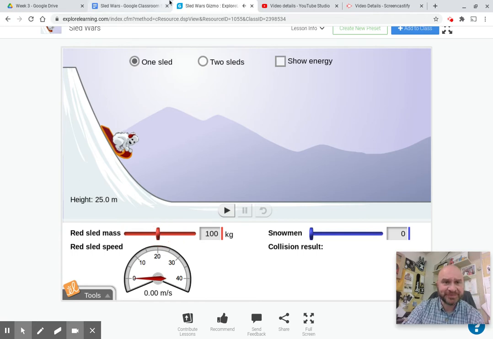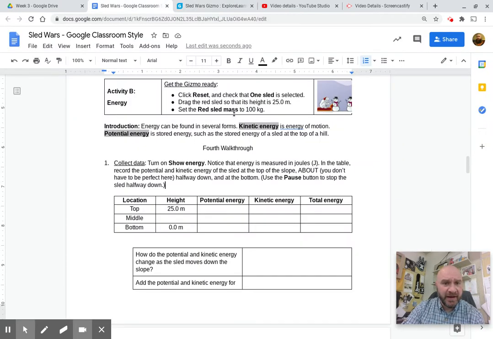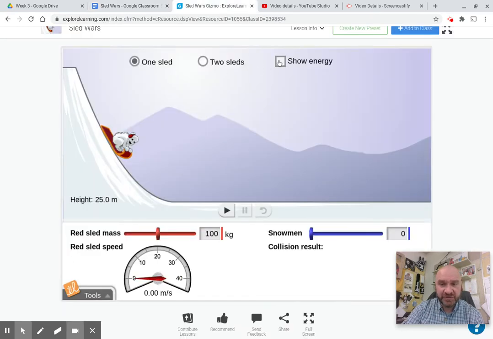Okay, good. All right. Energy can be found in several forms. Kinetic energy is energy of motion. Potential energy is stored energy, such as the stored energy of a sled at the top of a hill. Turn on show energy, and that is right there.